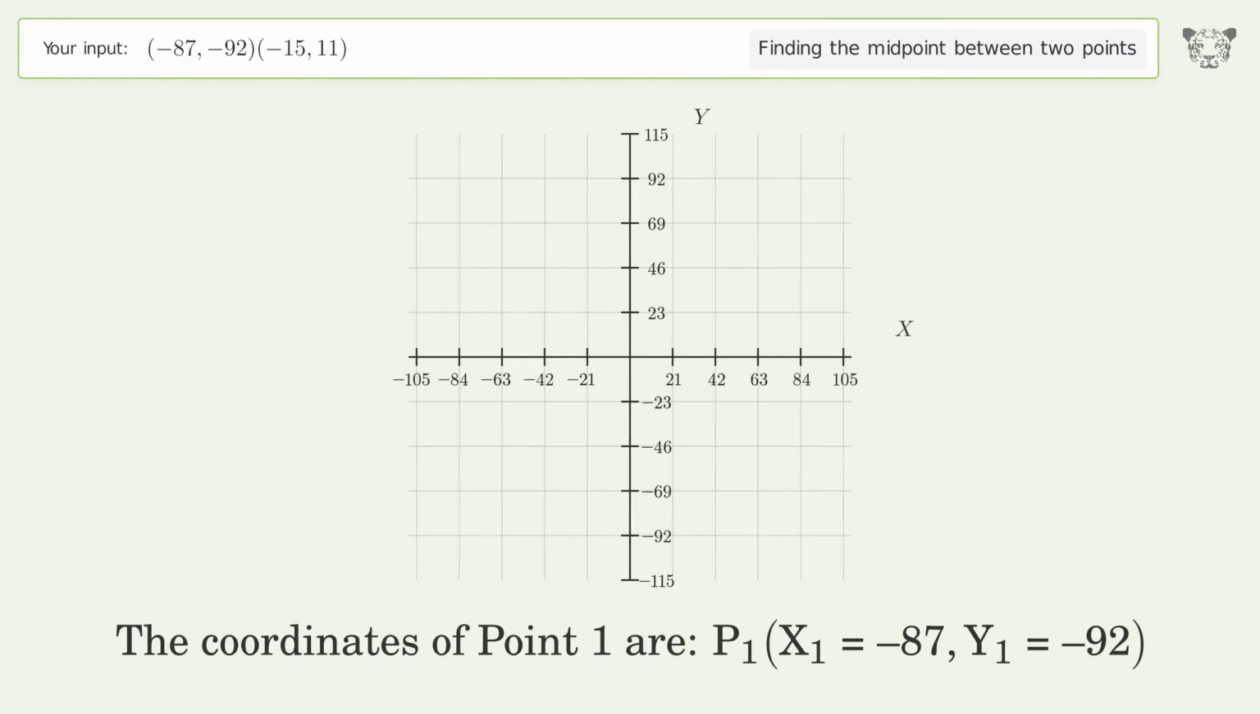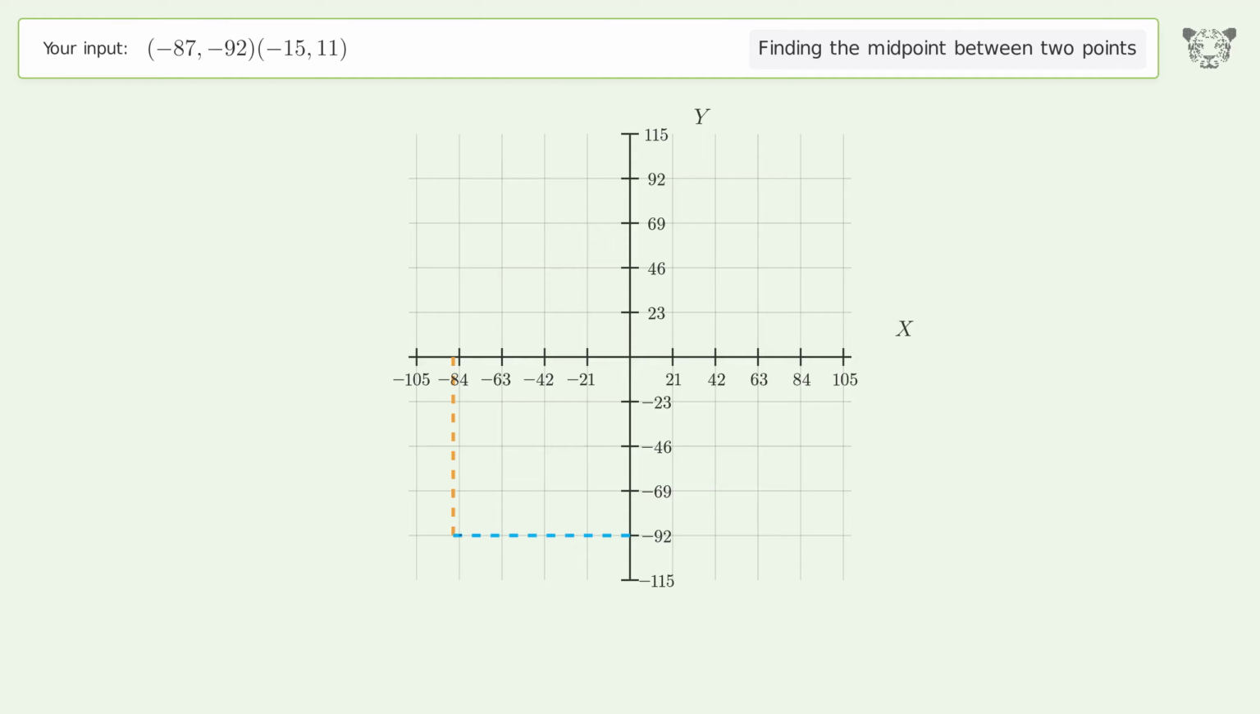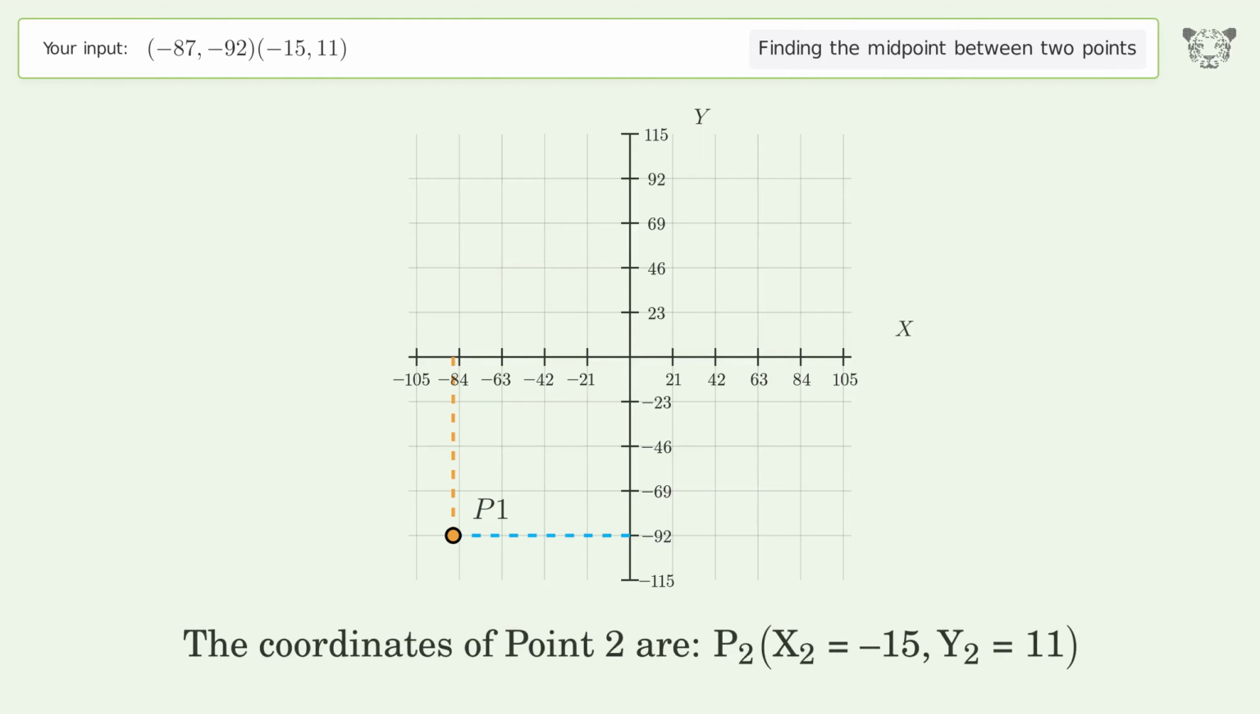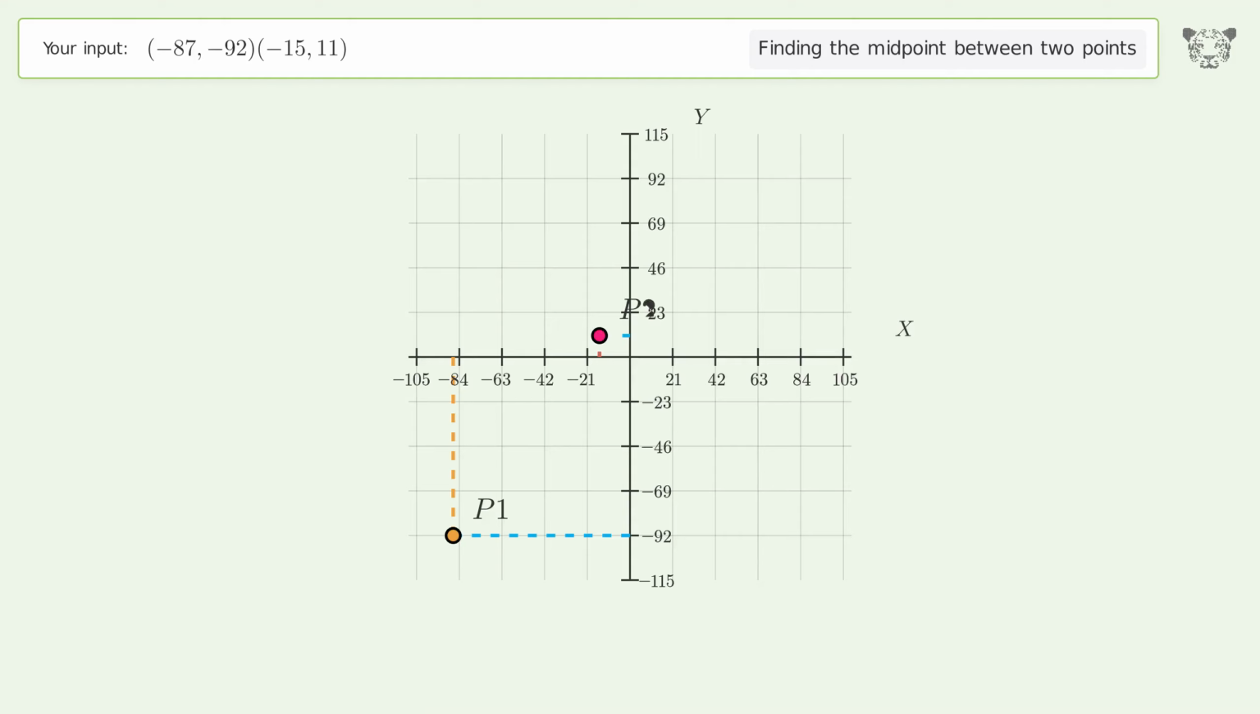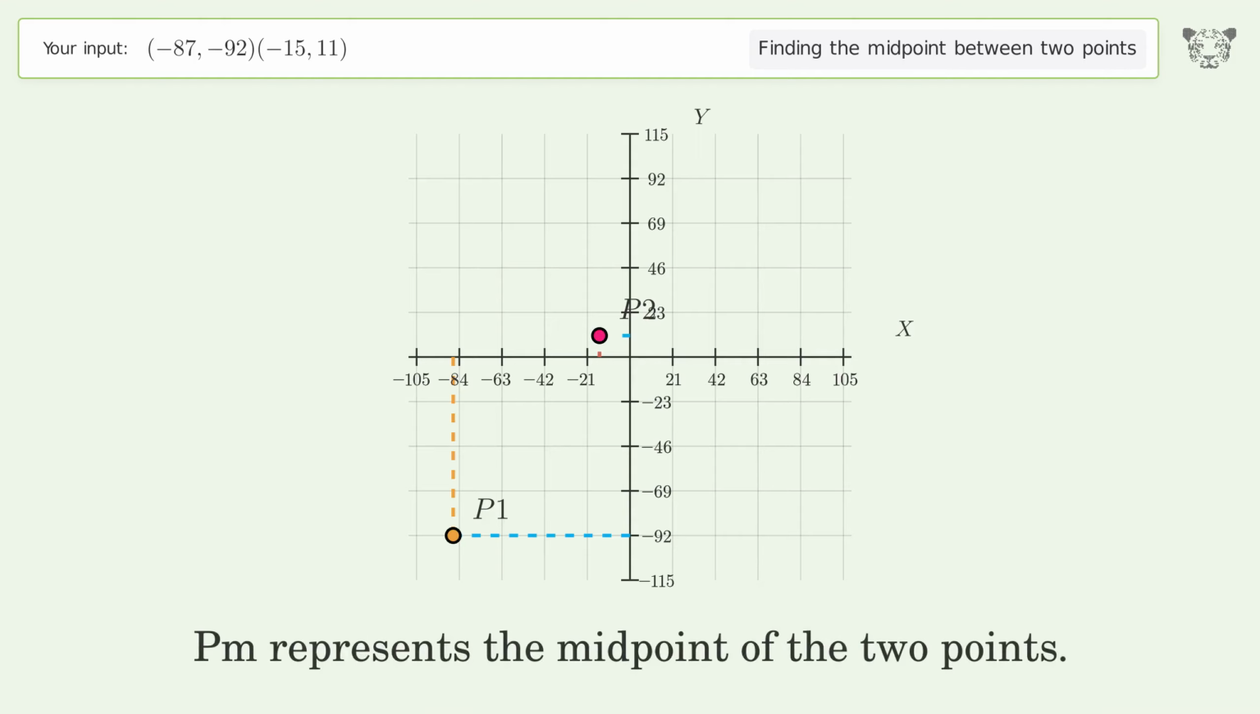The coordinates of point 1 are, x1 equals -87, y1 equals -92. The coordinates of point 2 are, x2 equals -15, y2 equals 11. PM represents the midpoint of the 2 points.